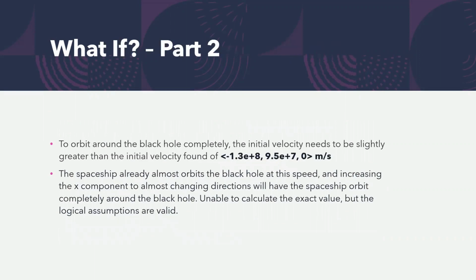Lastly, to orbit around the black hole completely, the initial velocity needs to be slightly greater than the initial velocity found. In part 2, the spaceship already almost orbits the black hole at this speed, and increasing the exponent to almost changing directions will have the spaceship orbit completely around the black hole. I'm unable to calculate the exact value, but the logical assumptions are valid.